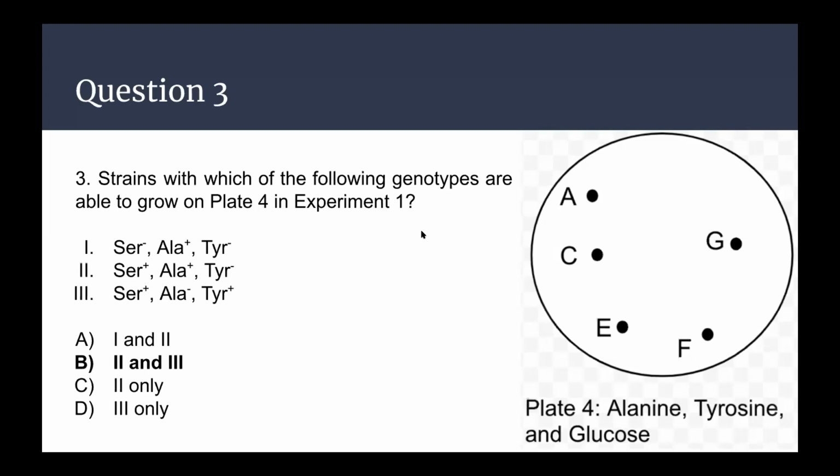Sorry, so for this question, you said that it's going to be serine positive because we know that positive stands for it has the enzyme, so it's going to be able to grow. Yes. So in order to grow in this plate, it only needs to synthesize serine. So the genotype has to be serine plus because the plate doesn't have serine.